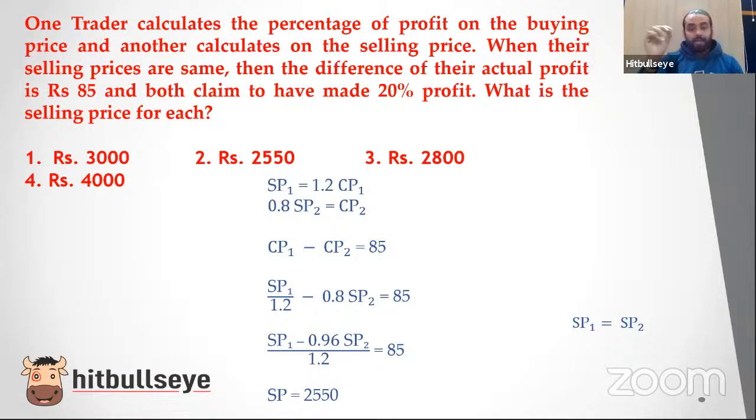I'm doing nothing. I'm just writing all the things that are given in the question in the form of an equation. So SP1 upon 1.2 minus 0.8 SP2 is 85. The language just given in the question, I'm making it in a mathematical form, right? So yes, the answer AK Tiwari, Shruti Patel, you are correct, right? So it's 2550. पहले आप गलत थे, अब आप सही हो. Great. So just solving the equations and you're getting the selling price as 2550, option number 2.